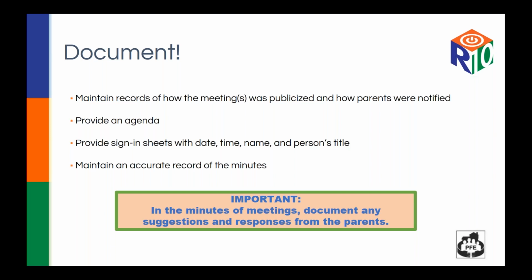Last thing with this, you want to document everything. Maintain records of how your meeting was publicized, how parents were notified. Make sure you're documenting your agendas. Make sure you're providing and holding on to sign-in sheets when you have a parent and family engagement event, including the date, the time, person's name, and that person's title.